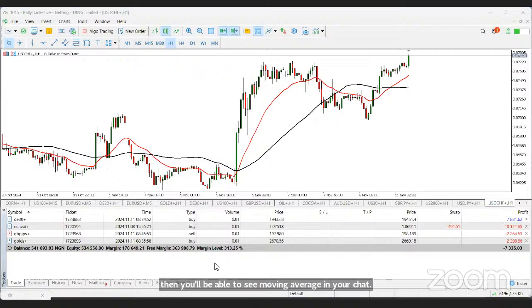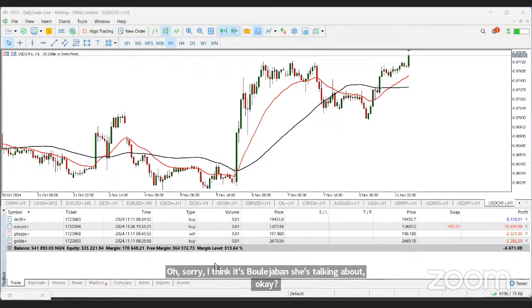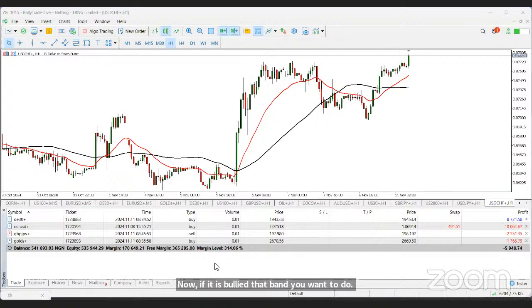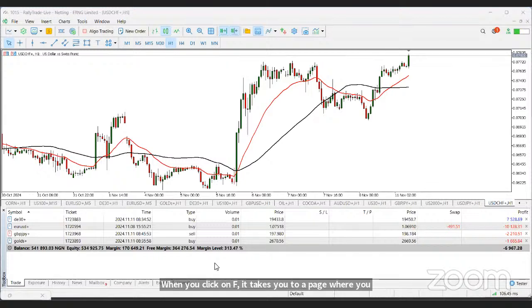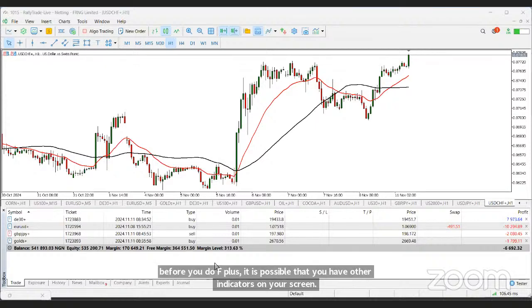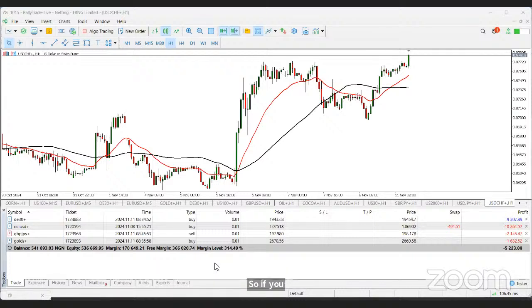Okay. Now, if it is Bollinger Band you want to do, and you want only Bollinger Band to appear on your screen, again, tap your screen once, click on F. When you click on F, it takes you to a page where you can click on F plus. That's on that main chart. But before you do F plus, it is possible that you have other indicators on your screen. If you have other indicators, it might disturb your Bollinger Band. So what you want to do is to click on dustbin. Dustbin will be on top right. When you click on dustbin, you see some boxes in front of those indicators you have. Tick the boxes and click on dustbin again to delete.